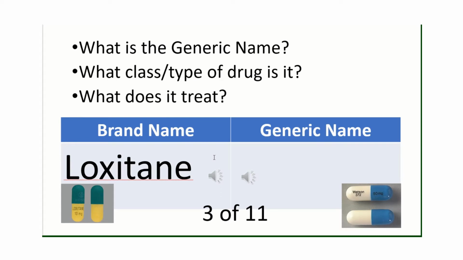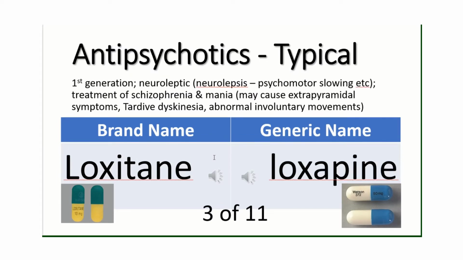What is the generic name for loxetine? What type of drug is loxetine? What does loxetine treat? The generic name for loxetine is loxapine. Loxetine and loxapine are typical antipsychotics. They treat schizophrenia and mania.